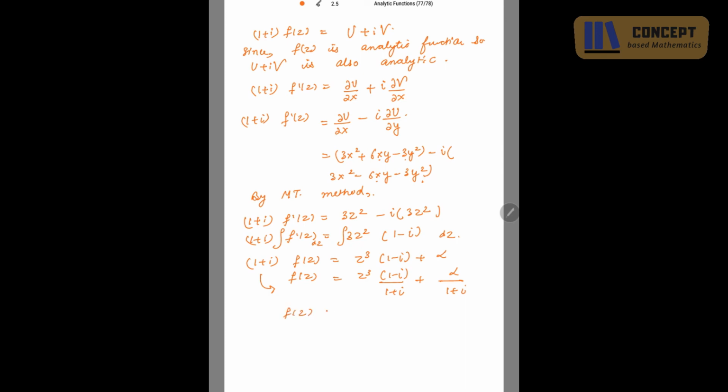So f of z is equal to, you rationalize this term, that is multiplying with 1 minus iota, also dividing with 1 minus iota. This constant will be taken to be as c. So f of z is equal to, this comes up to be minus iota z cube. You solve this on your own, plus this constant, which is the required analytic function.